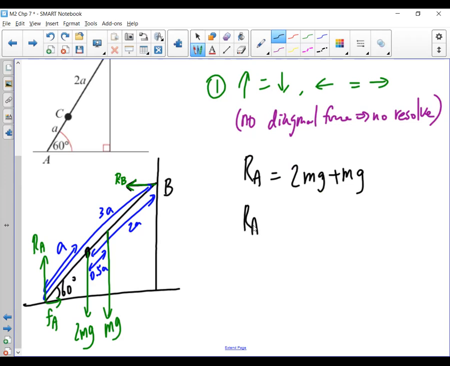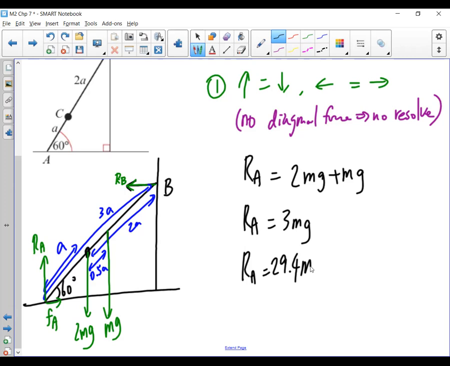So RA equals 3mg. You know I am always against g. So g is 9.8. 3 times 9.8 is 29.4. So RA equals 29.4 m. Don't forget the m. So that's the first equation.